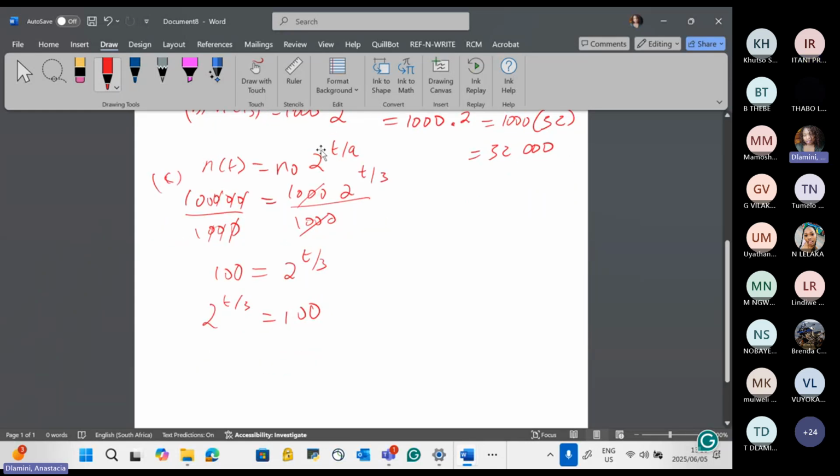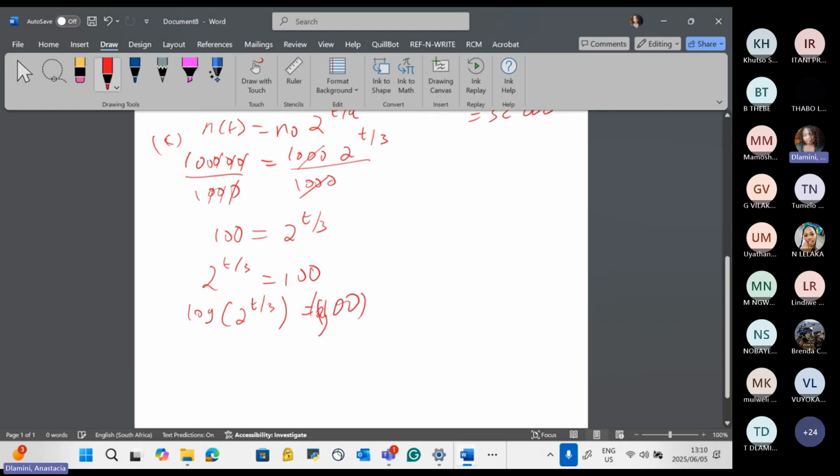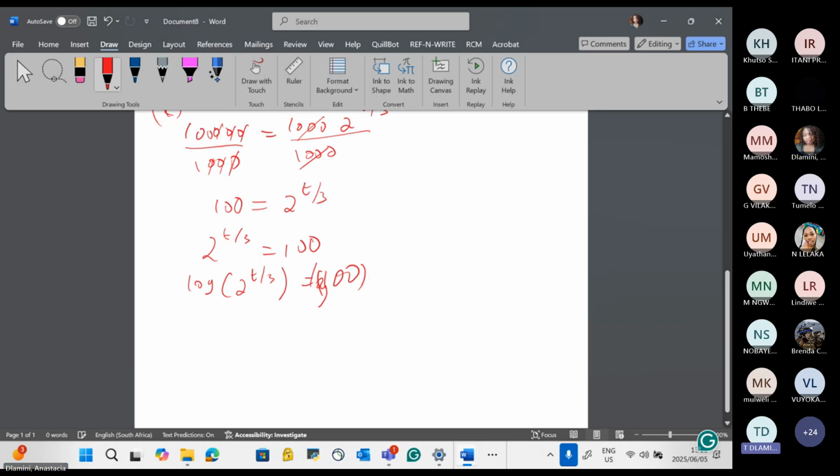So then you use what? Log. There we go. So then you say log of 2^(t/3) equals log of 100. And then we know that this is equal to t over 3 times log of 2 equals log of 100. Are we all together? Yes, ma'am.